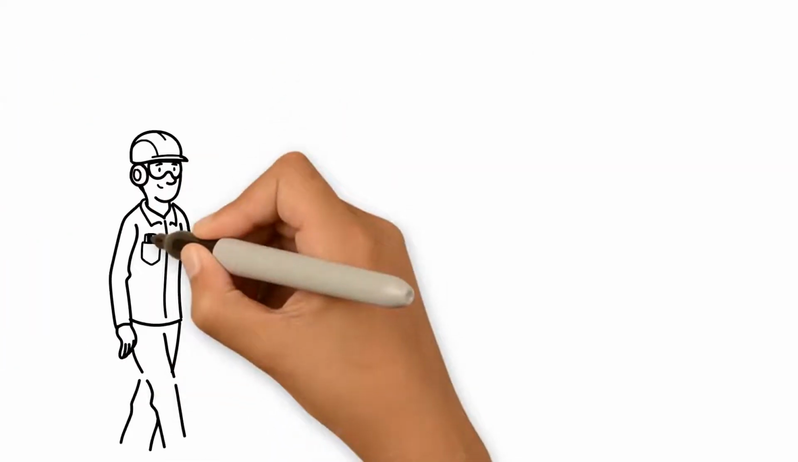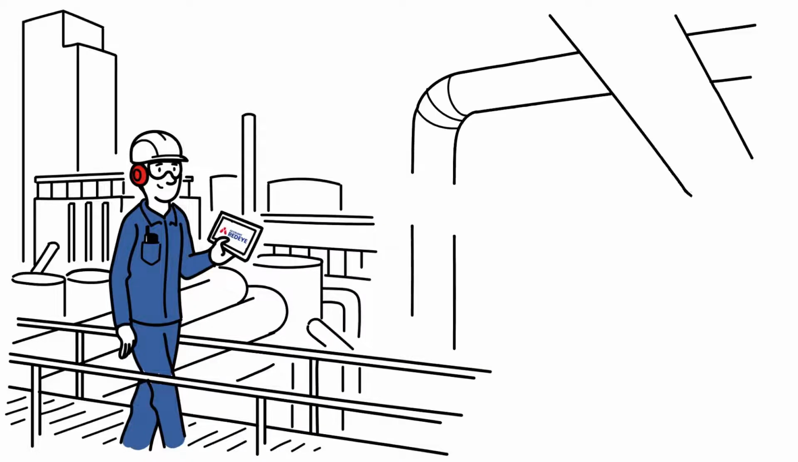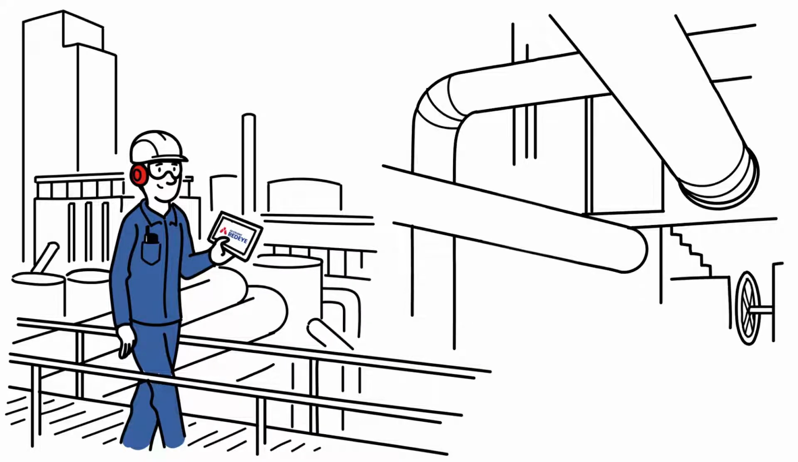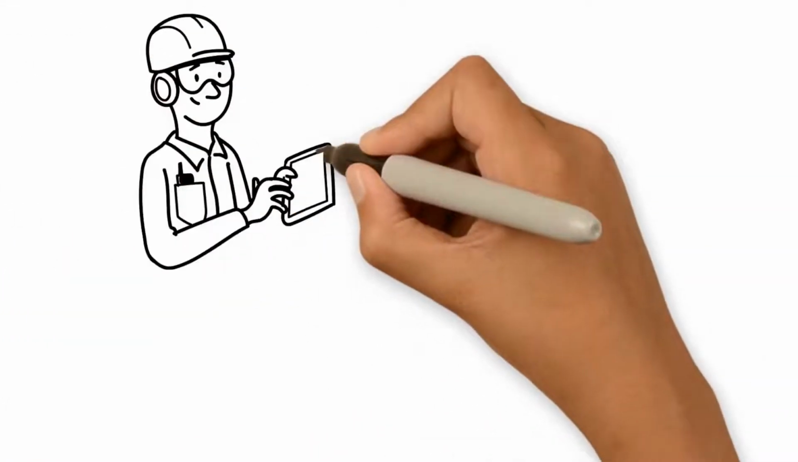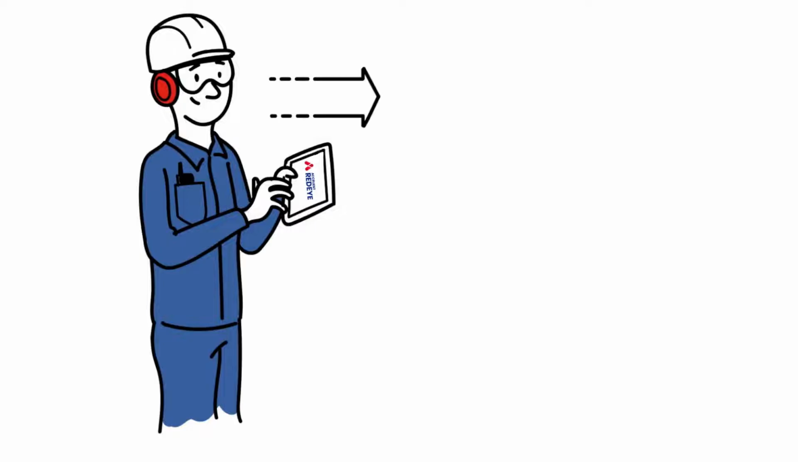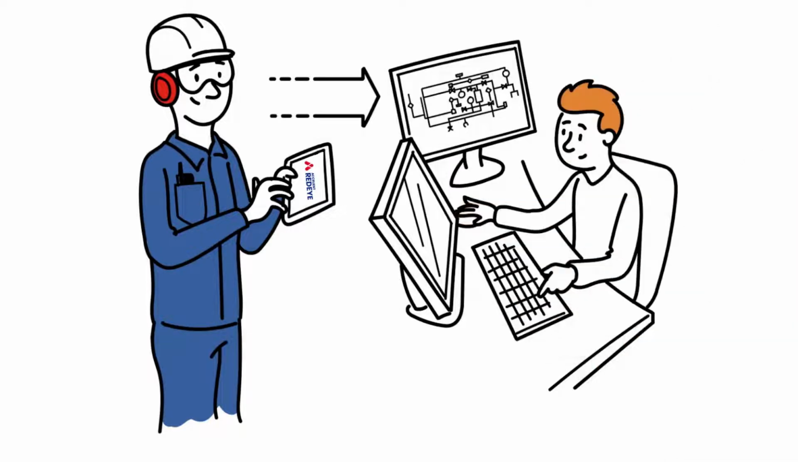Stephen, a maintenance technician, is conducting a routine inspection when he spots an issue. Inverted valves on a pipe compared to the P&ID diagram. No problem. Using the RedEye app on his phone or tablet, Peter quickly annotates the drawing to request modifications by his design team, once they're reviewed by Sebastian, his plant manager.